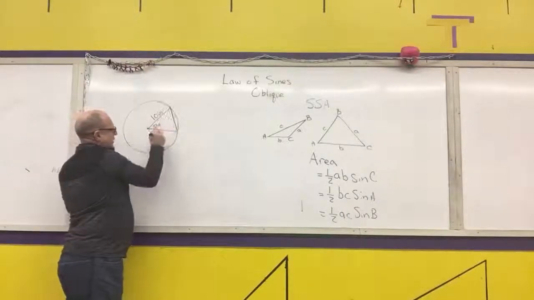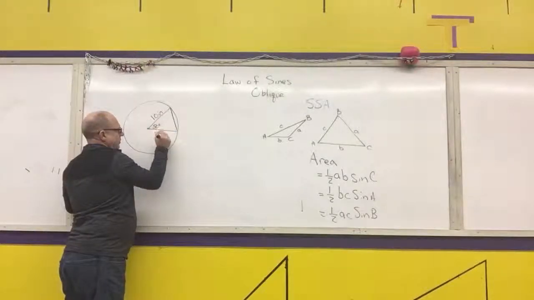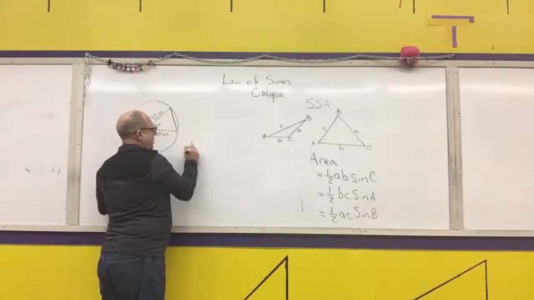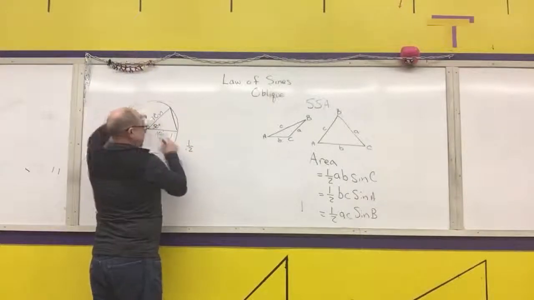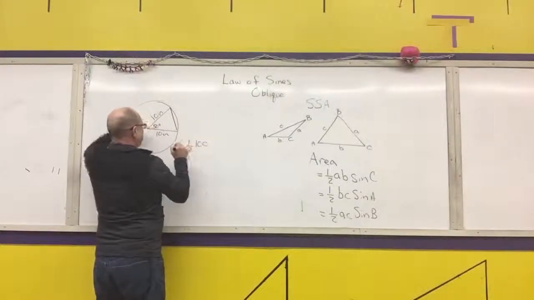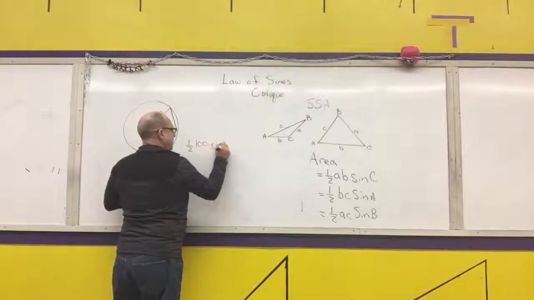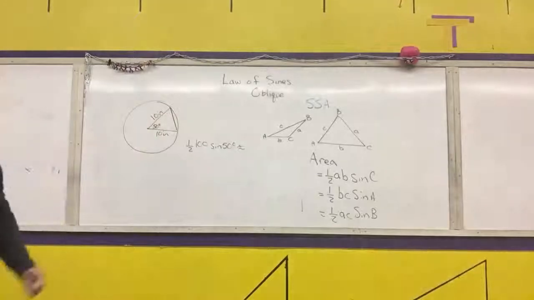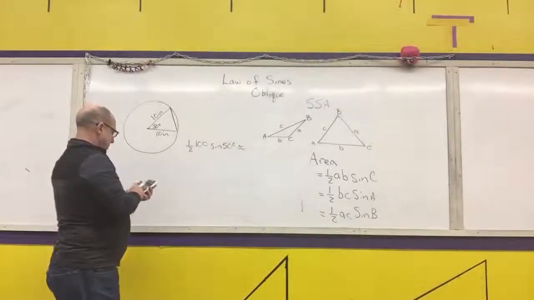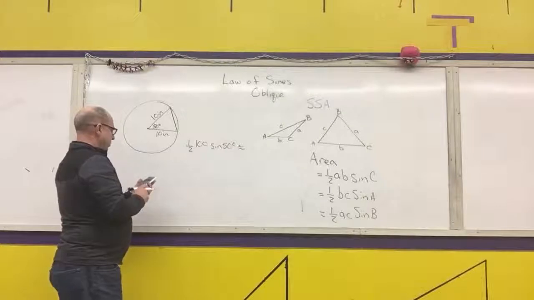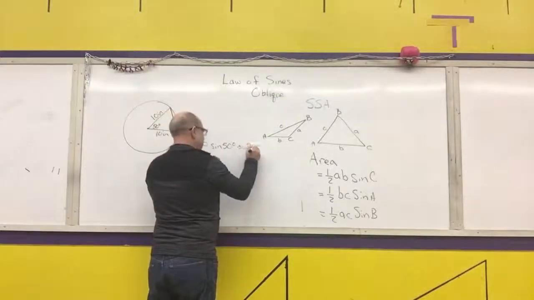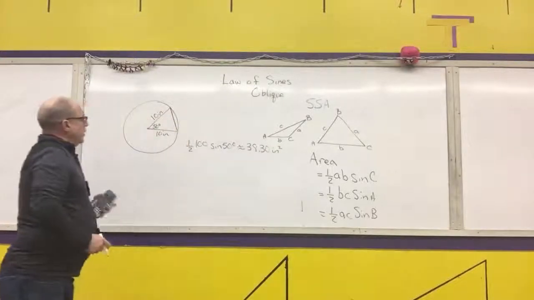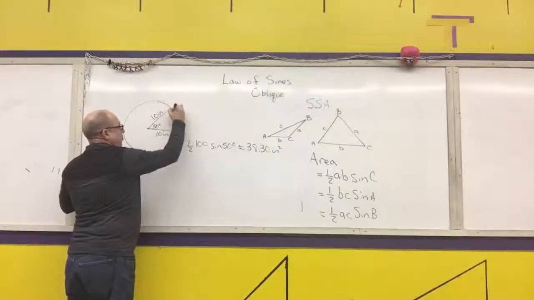Well, if this is the radius, this is also the radius. And I know that the area of the triangle is going to be 1/2. Well, 10 times 10 is 100, times the sine of 50 degrees. So my area is 50 sine 50, approximately 38.30 square inches.